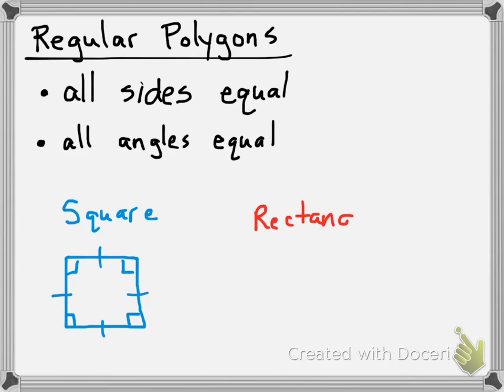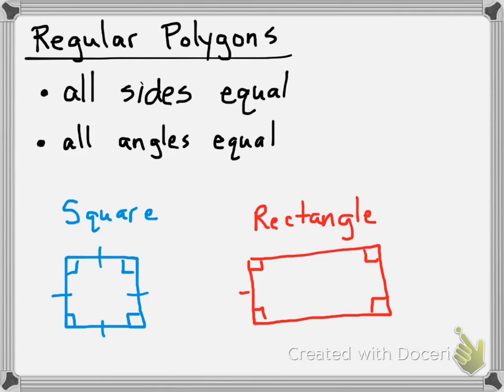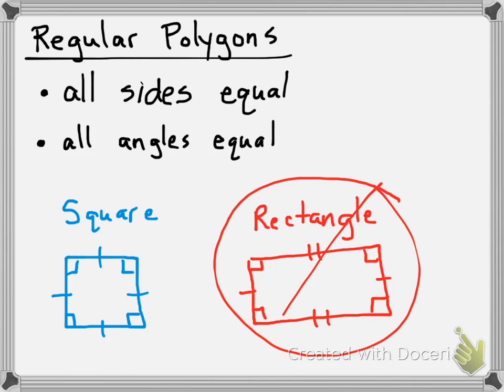But now let's think about a rectangle. A rectangle seems like a normal shape. It's one of the first shapes we always learn. Okay, but here, all the angles are the same, so that's good. But the two across from each other are the same, but the other two are different. So all four sides are not equal. Therefore, a rectangle is not a regular polygon. Any shape that doesn't have all equal sides and all equal angles is an irregular polygon.